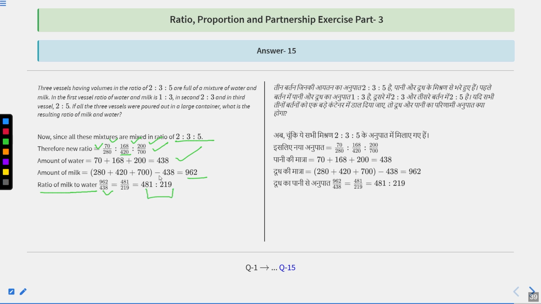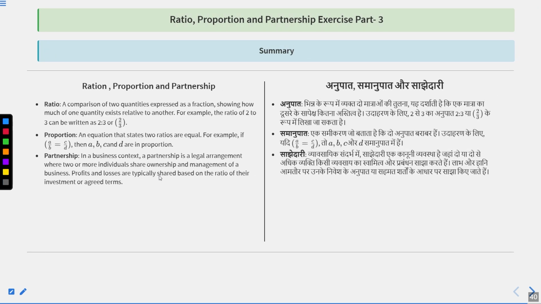Clear? Next. Now we summarize today's class: ratio, proportion and partnership. Now what is ratio? A comparison of two quantities expressed as a fraction showing how much of one quantity exists relative to another. For example, the ratio of 2 to 3 can be written as 2:3 or 2/3. Same way, proportion is an equation that states two ratios are equal. For example, A upon B equals C upon D, then A, B, C and D are in the same proportion.